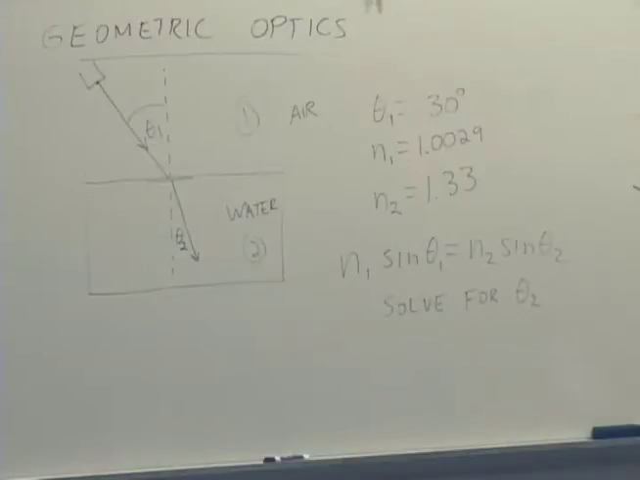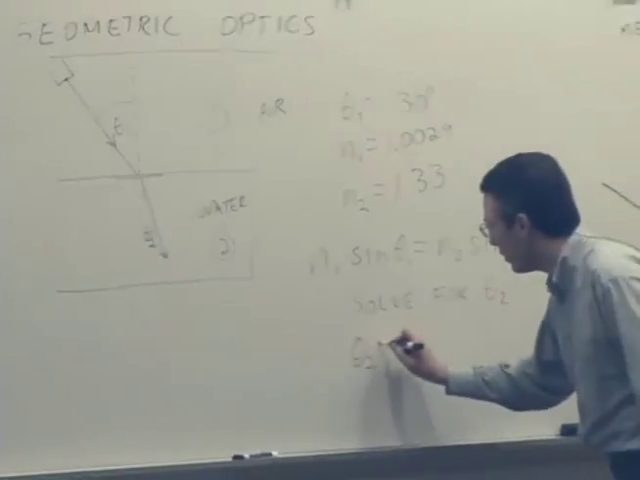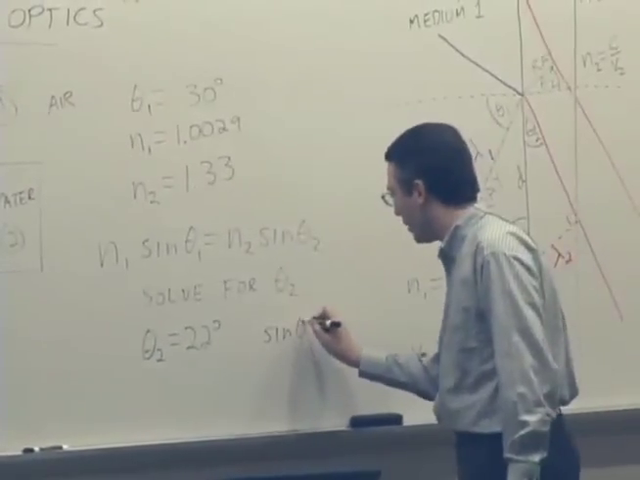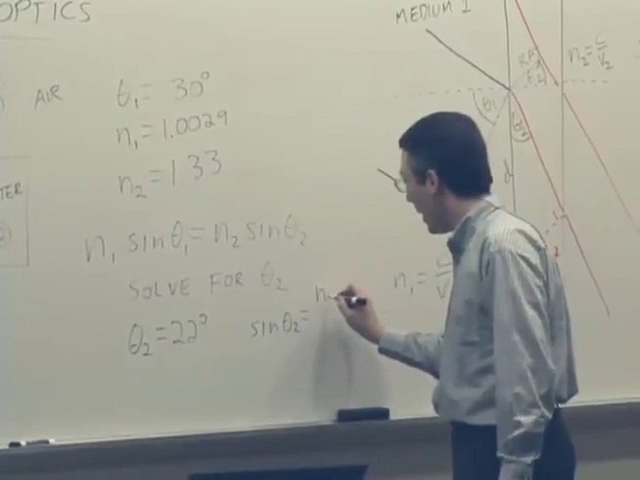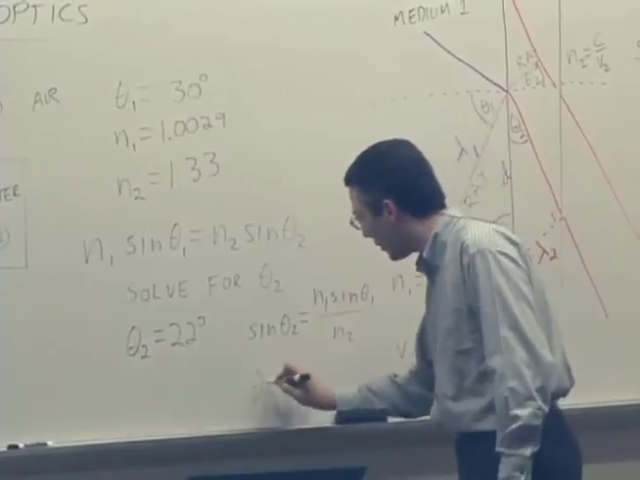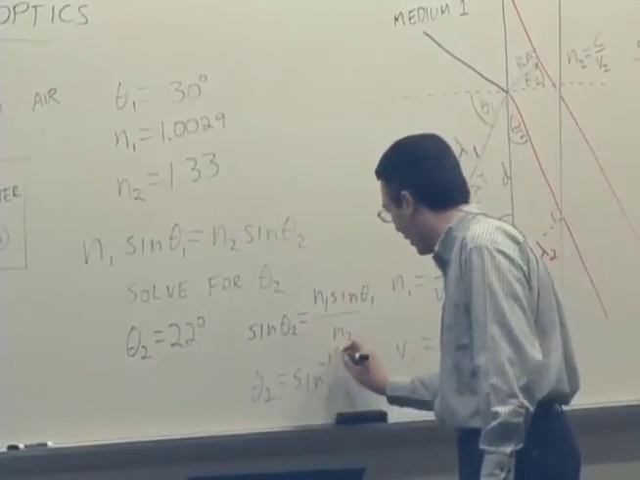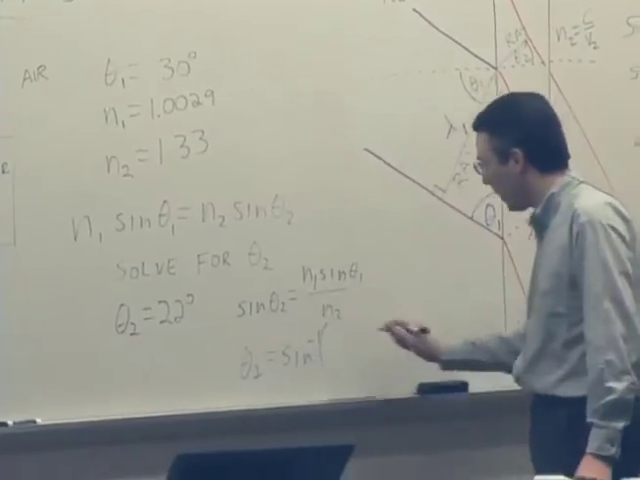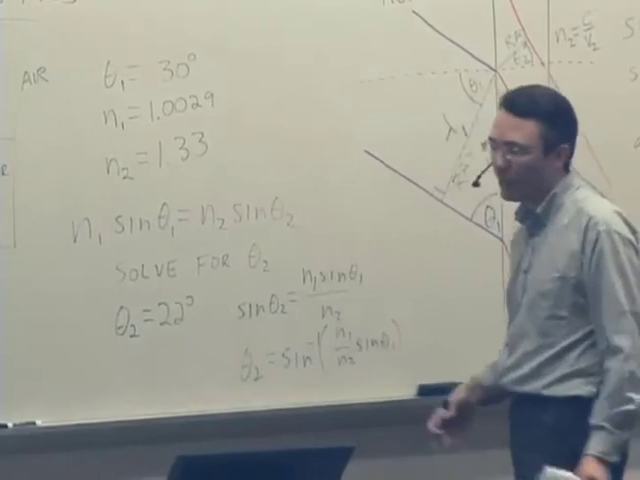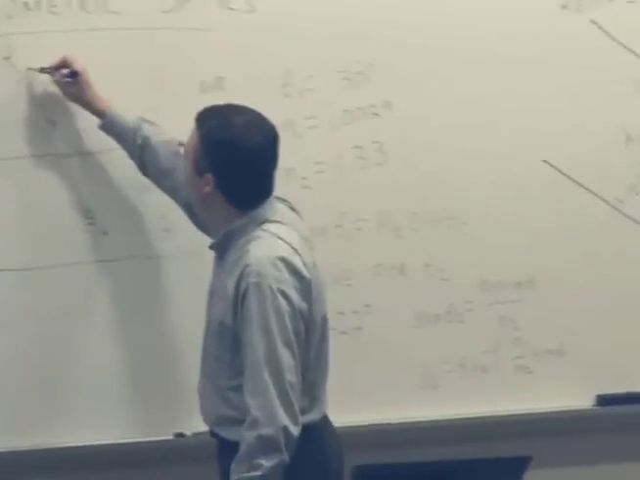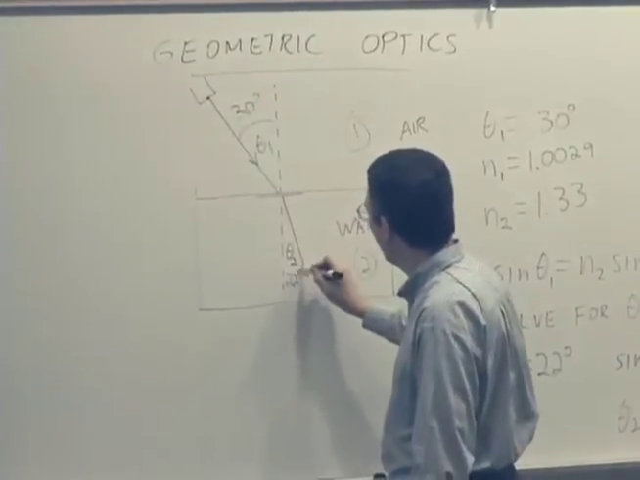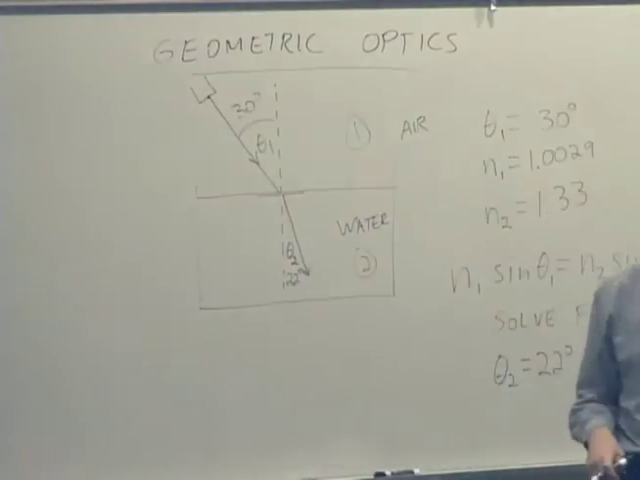What'd you get? 22 degrees? Theta 2 is 22 degrees? Okay. So it just comes from solving for sine of theta 2 is N1 sine theta 1 over N2, and then you just take the arc sine or the inverse sine of that result, right? And you should have 22 degrees, okay? So we see that this angle was 30 degrees, and it becomes smaller when it goes into the water, okay?